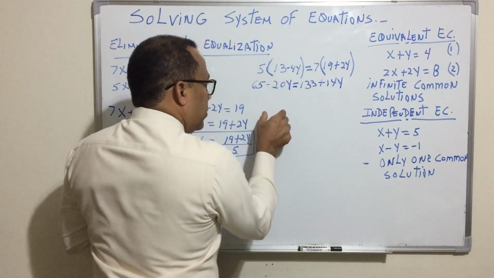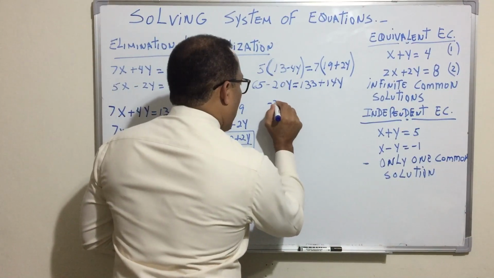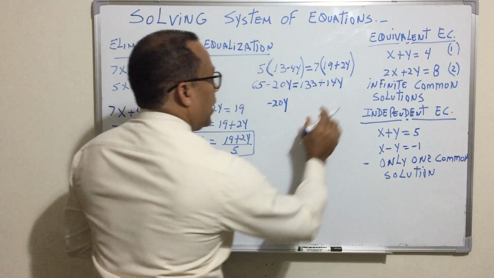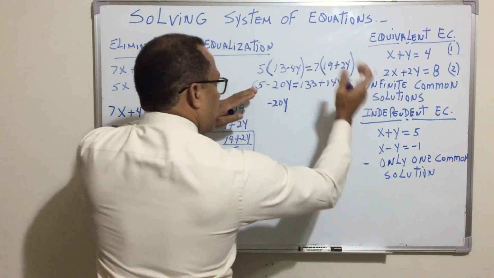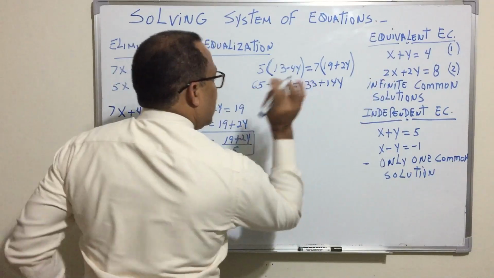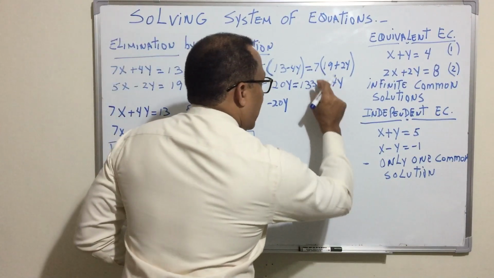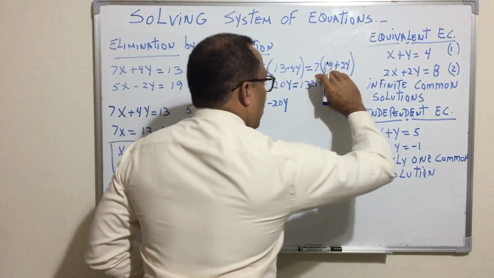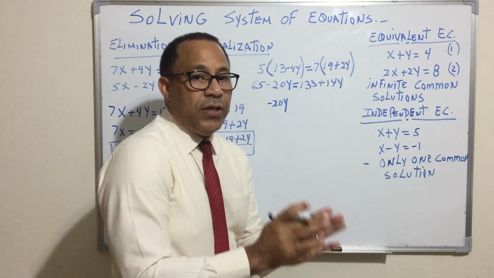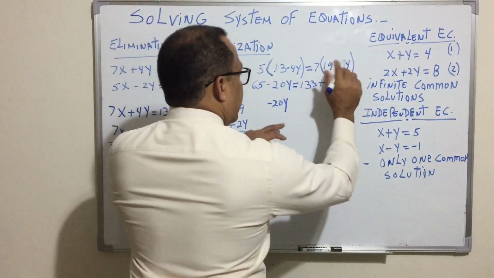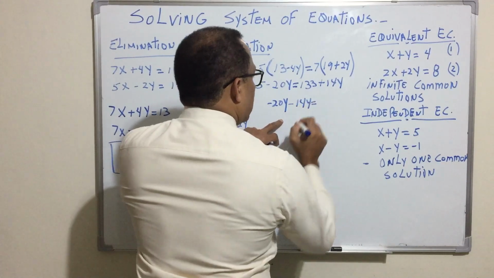So I'll bring down, it means that I'm not moving, the negative 20y, and then I'm moving the 14y from the right to the left side of the equal sign. What's going to be the operation? Well, this is addition. So when I move it to the left, it comes with the opposite of addition, which is subtraction. So this 14y will be negative 14y.